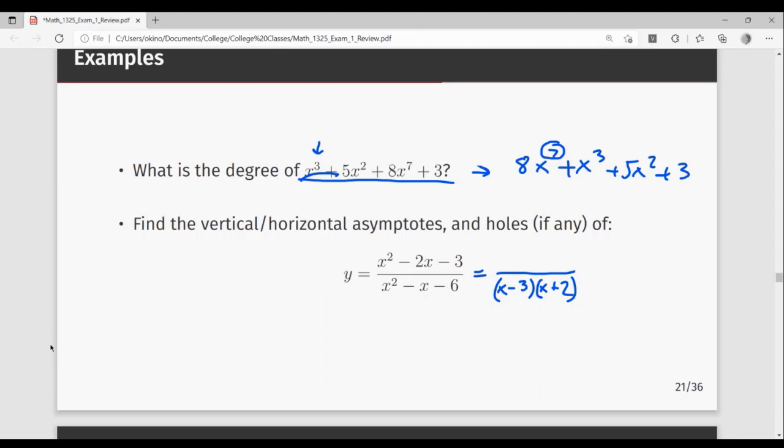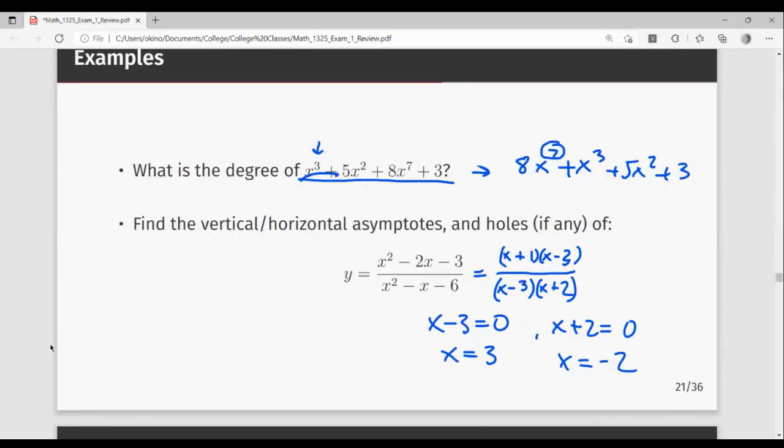And for our numerator, we have, again, a equals 1, so we have x, and factors of -3 that add up to -2. Well, we have -3 and +1, right? So now let's find some vertical asymptotes. Let's set the denominator equal to 0. So we have x minus 3 equals 0, so x equals 3. And then we have x plus 2 equals 0, so x equals -2, right?